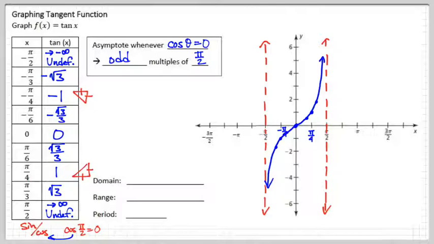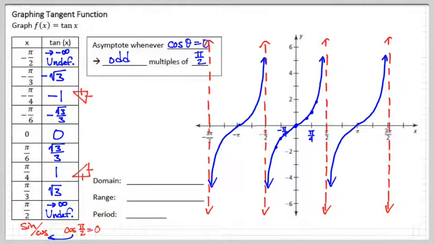Now, this repeats. If we were to continue on, we would see that this graph exactly repeats itself over and over again. And our domain here in this case is, again, all real numbers except wherever the asymptotes are. We say wherever there are odd multiples of pi over 2, we have an asymptote: pi over 2, 3 pi over 2, 5 pi over 2. The range would be all real numbers from negative infinity all the way to positive infinity.